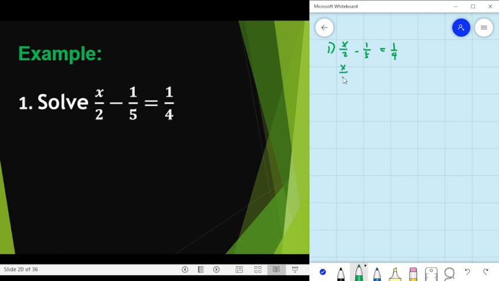So, x over 2 will be multiplied by 20, minus 1 over 5 multiplied by 20, equals 1/4 multiplied by 20. If we multiply x over 2 times 20, we can cancel 2 in 20 and 2. So, therefore, it becomes 10, right? Then, 10 times x is 10x.